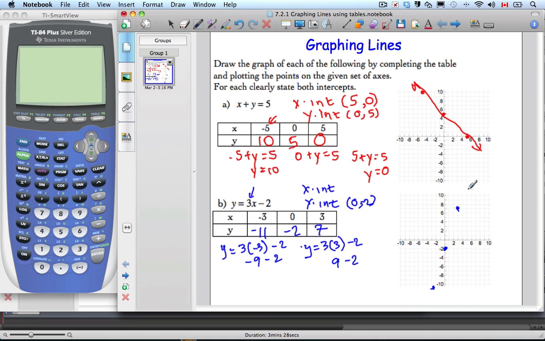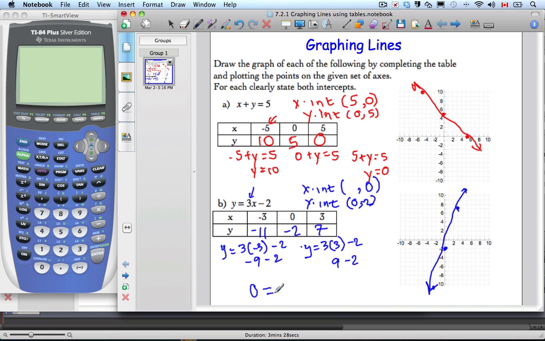One thing that we don't have, and we can't get from that kind of table, is our x-intercept. We know our x-intercept is going to be when y is 0. How can we figure that out? If y is 0, that's our big clue.